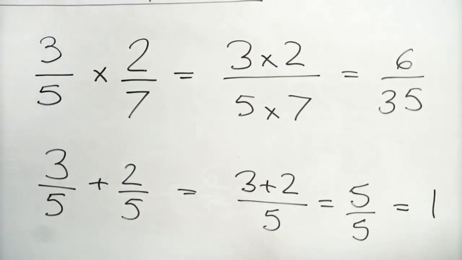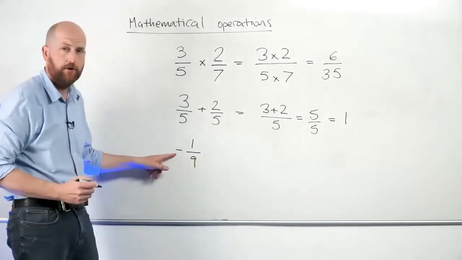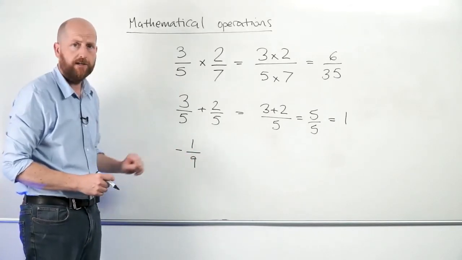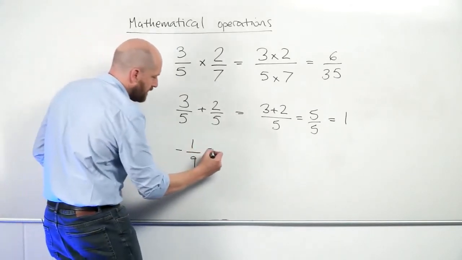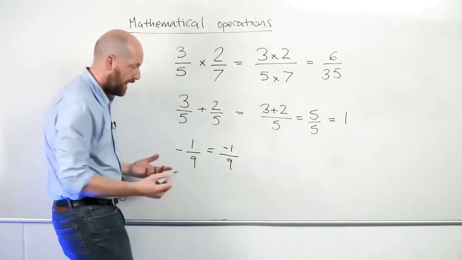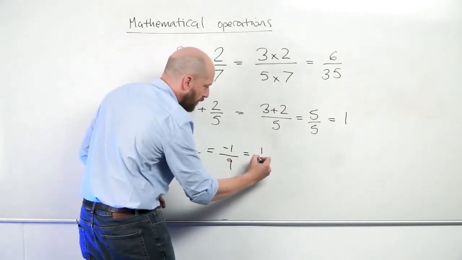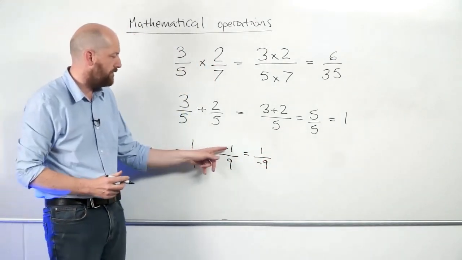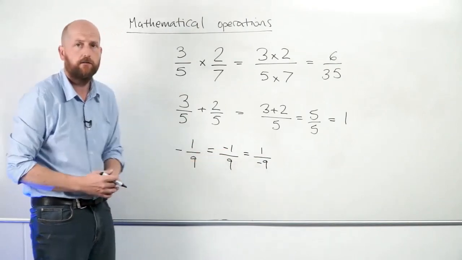And the last thing is, just for negative fractions, if I have -1/9, the negative number here is the number that when added to 1/9 gives me 0. Well, this is exactly the same as -1/9, and that's exactly the same as 1/-9. The negative sign here could be in the numerator or the denominator. It doesn't matter.